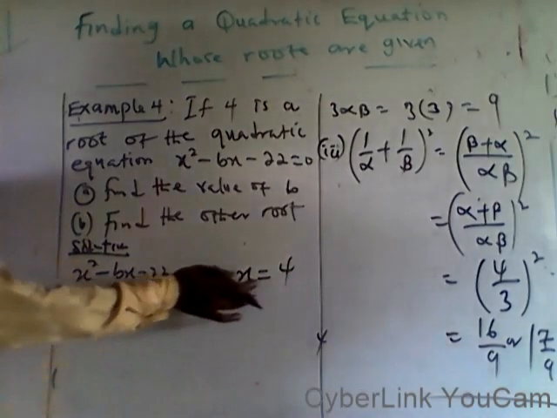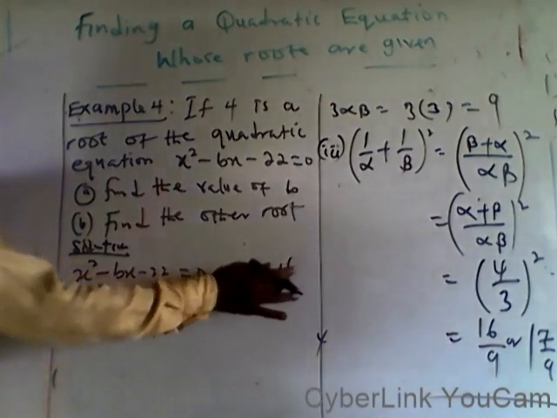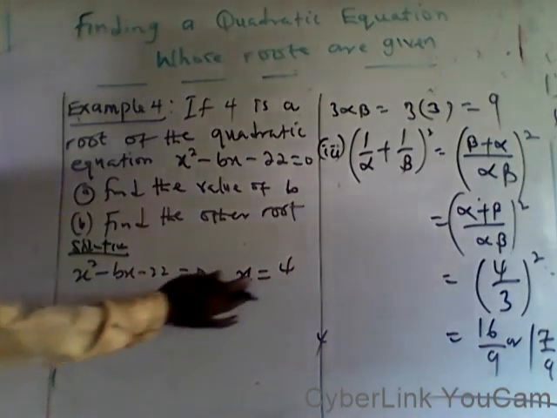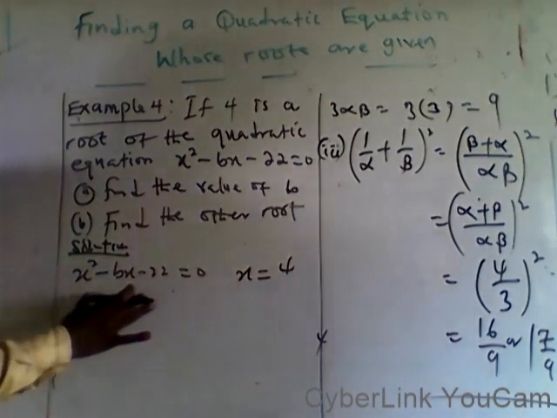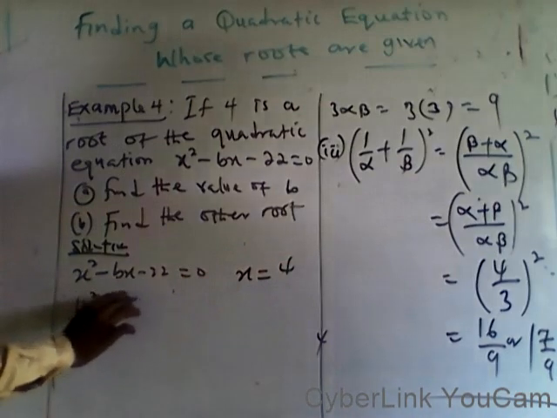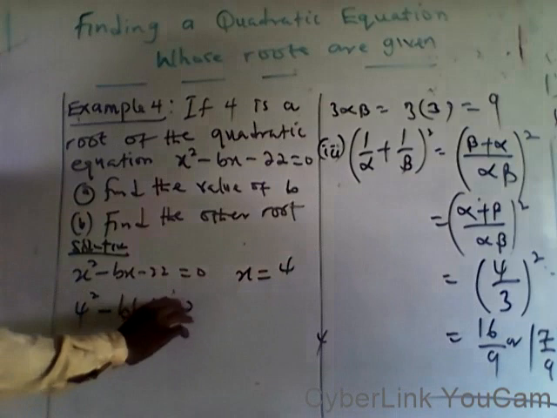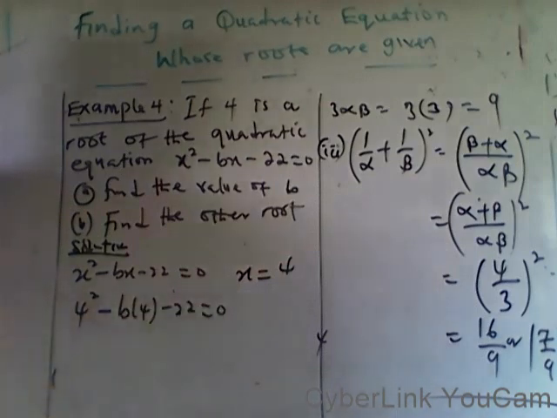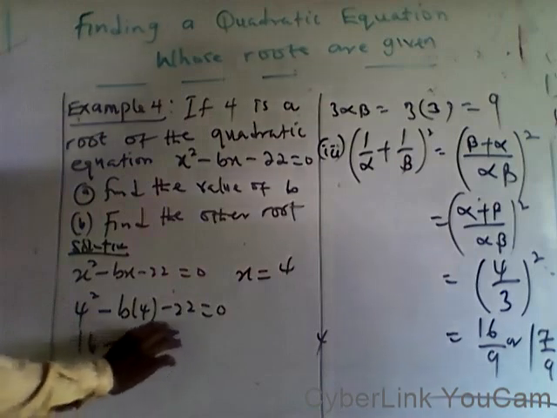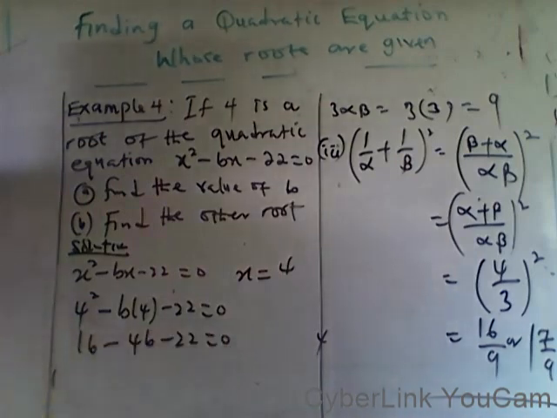So equating your s to be 4, take the value of s to be 4 and put it here to get your value of b. So let's put s equals 4 into this equation. We are going to have 4 squared minus b into bracket 4 minus 22 equals 0. So what do we have? We have 16 minus 4b minus 22 equals 0, right?